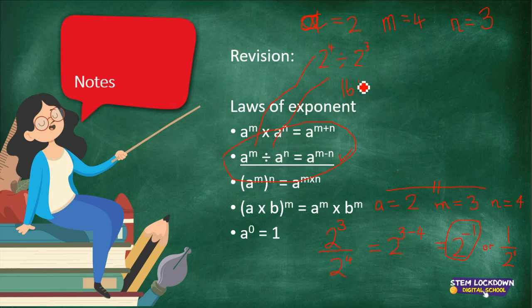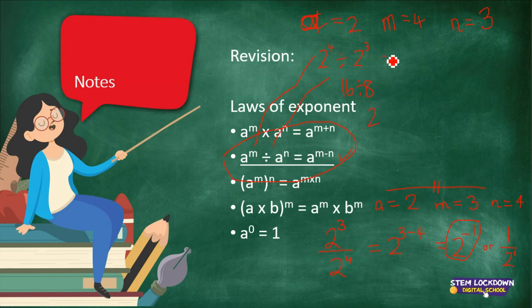Divided by 2 to the power 3. What is 2 to the power 3? It's 2 times 2 times 2. 2 times 2 is 4, times 2 is 8. So 16 divided by 8, and that's 2.